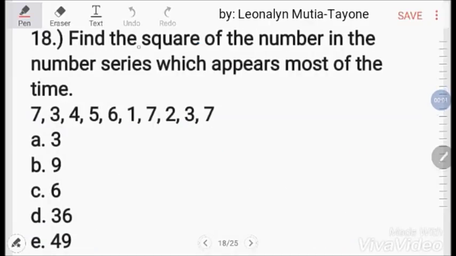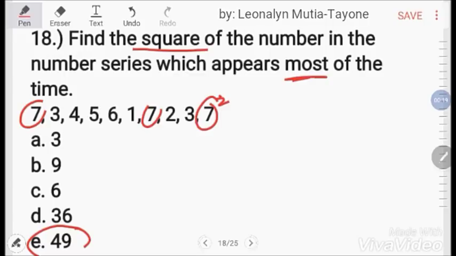Number 18. Find the square of the number in the number series which appears most of the time. Ano ba ang paulit-ulit dito? Ito lang, si 7. So, square daw. So, 7 squared, that is 7 times 7 is 49. The answer is letter E.